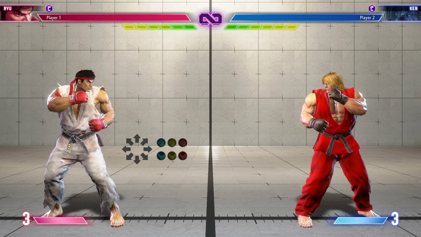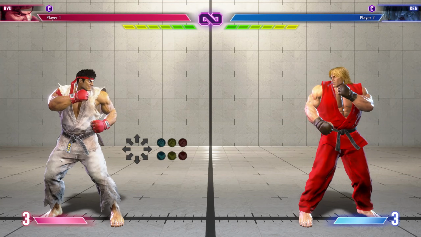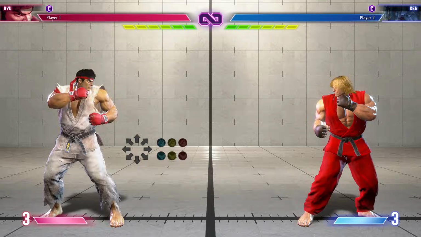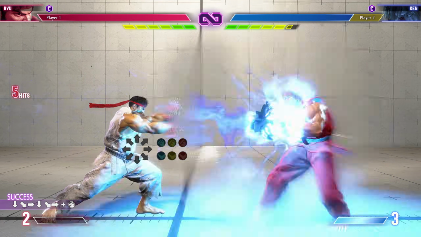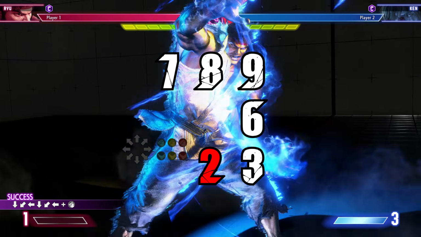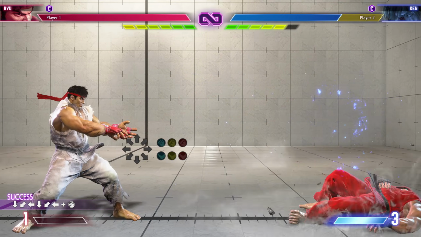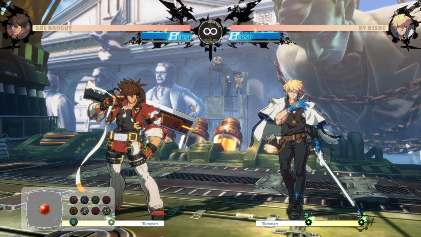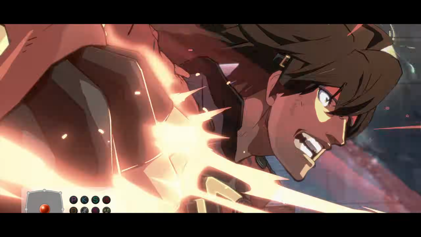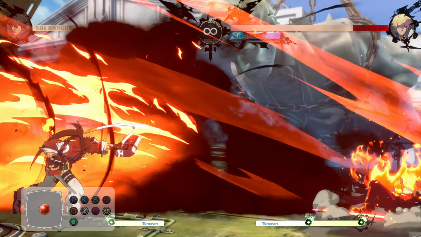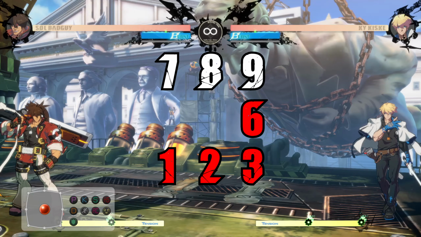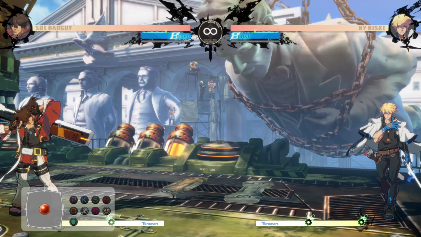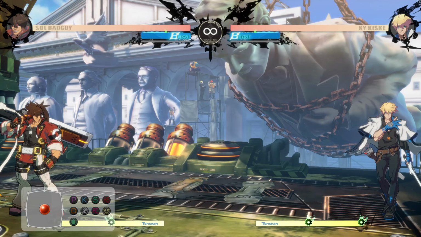Most super inputs are simply two forward or backward quarter circles. So two forwards would be 236, 236, and 214, 214 for backward quarter circles. But some other fighting games have other super inputs, mainly a half circle followed up by a forward input. This can be translated as 632146. These super inputs are mostly used in Guilty Gear Strive.